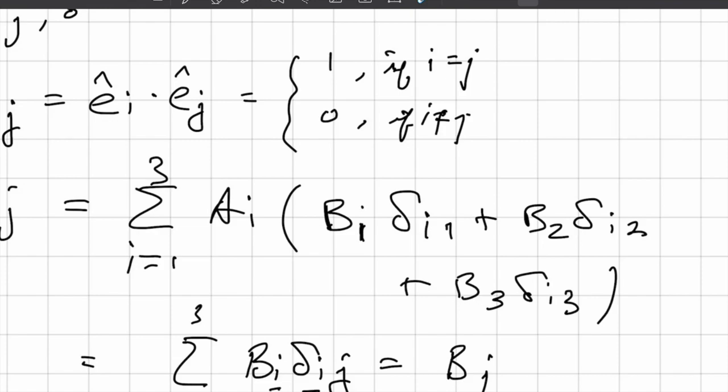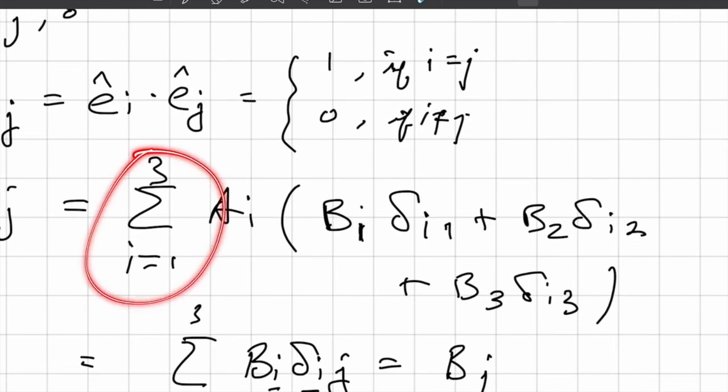Right. And so will this delta here, what is that delta going to be? It's only going to be 1 if what? If I equals 1. And this is only going to exist when I equals 2. And that's only going to exist, right? So when you do this sum, it gives you 9 terms. However, those 9 terms aren't very interesting because most of them are 0.